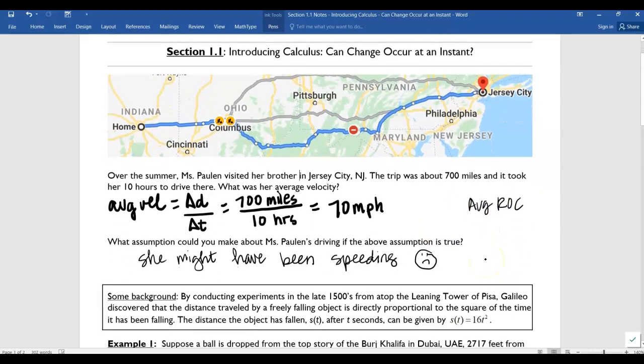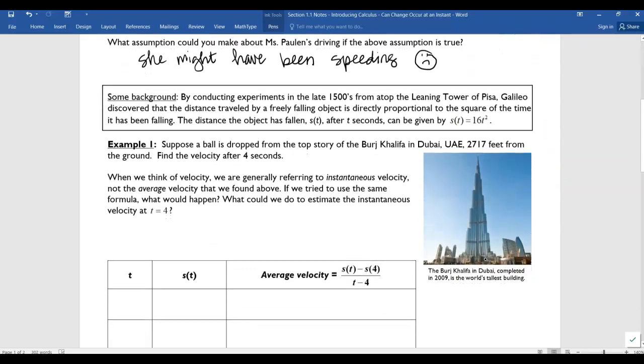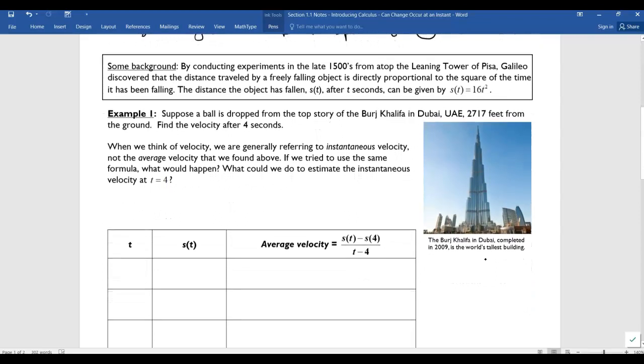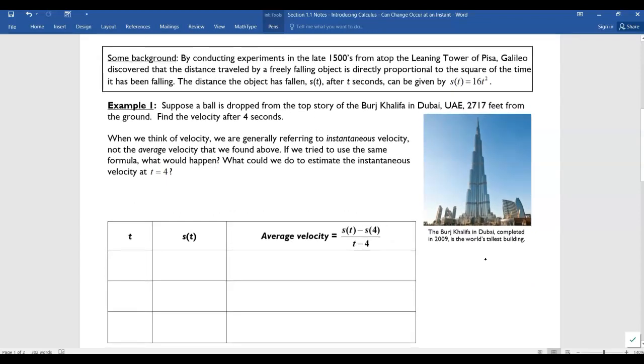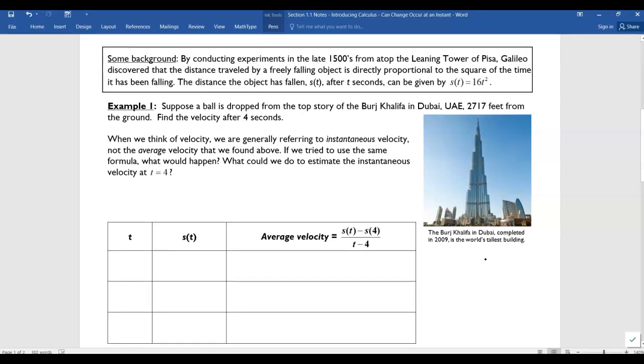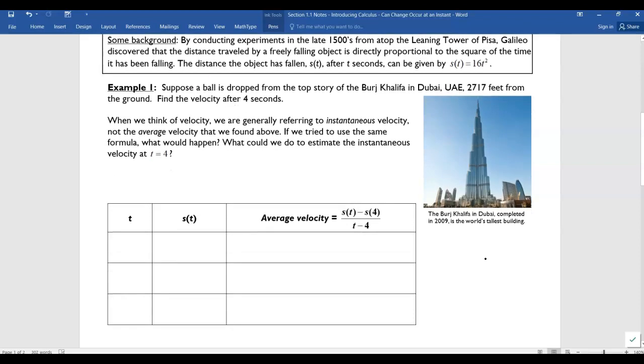Now to just a little background knowledge. Galileo in the 1500s did some experiments from on top of the Leaning Tower of Pisa. What he discovered is that the distance traveled by a freely falling object is directly proportional to the square of the time it has been falling. It doesn't matter how high up it was or how much the object weighed. No matter what, the distance the object has fallen would be given by this equation: S of t equals 16t squared. S is your distance here, the distance the object has fallen.